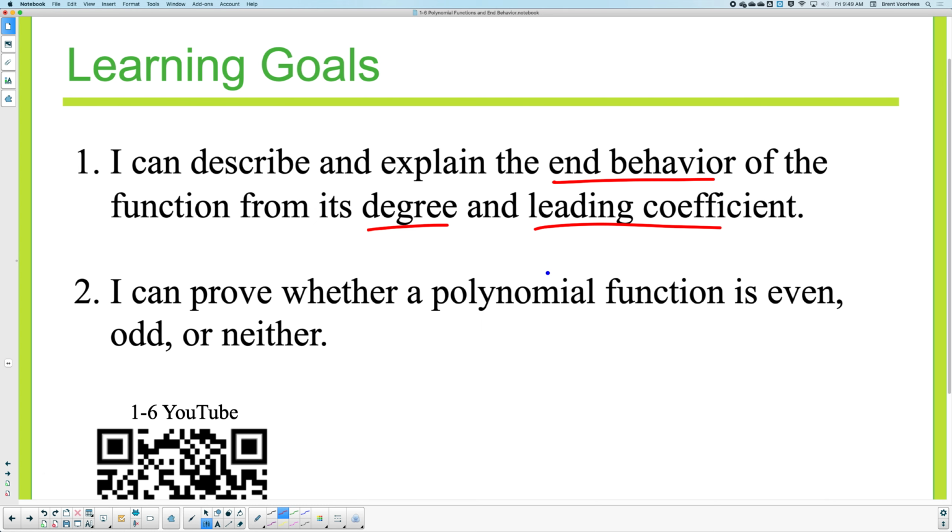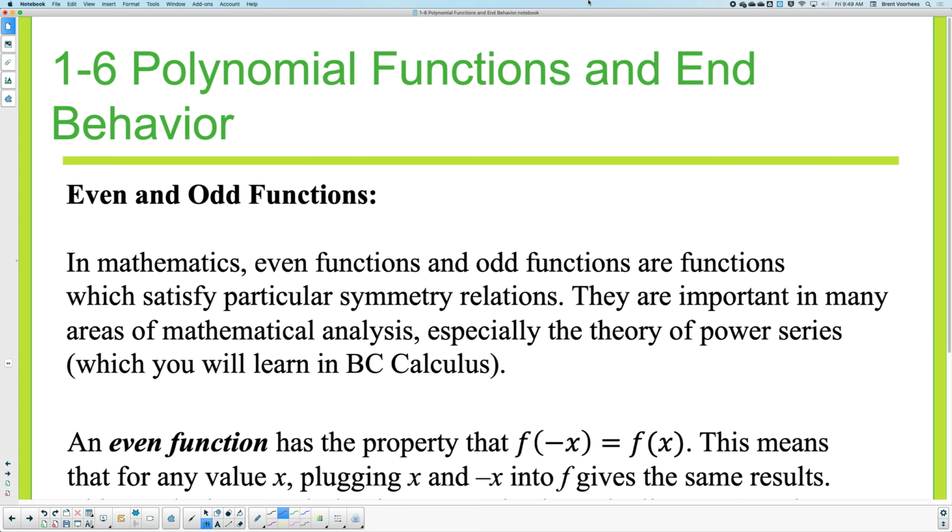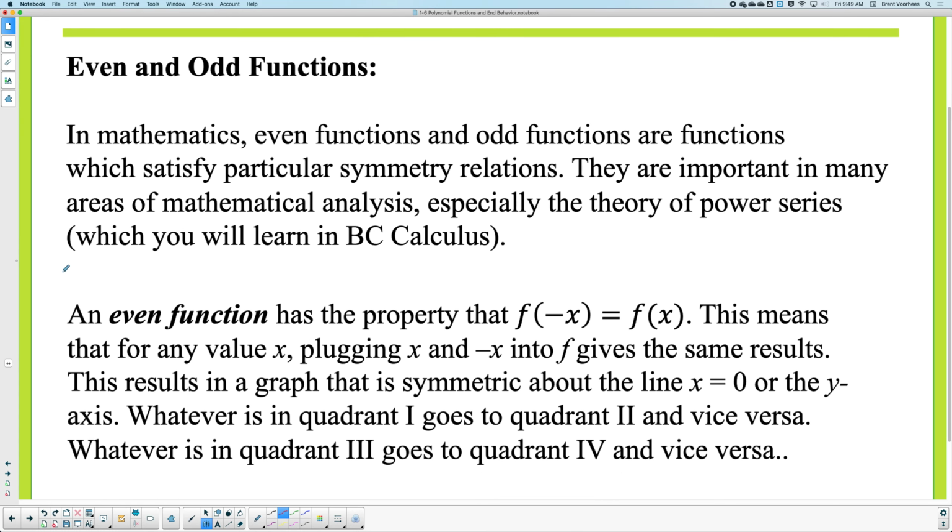And we'll be able to prove from it if a function is even, odd, or neither as well. I'll give you a little test for that. Very simple test. So with that, here's some vocabulary words, but I'm going to begin here. So first thing I'm going to look at is this even and odd function, the second learning objective that was listed up there. An even function is anything that follows this rule. Just box this up right there.